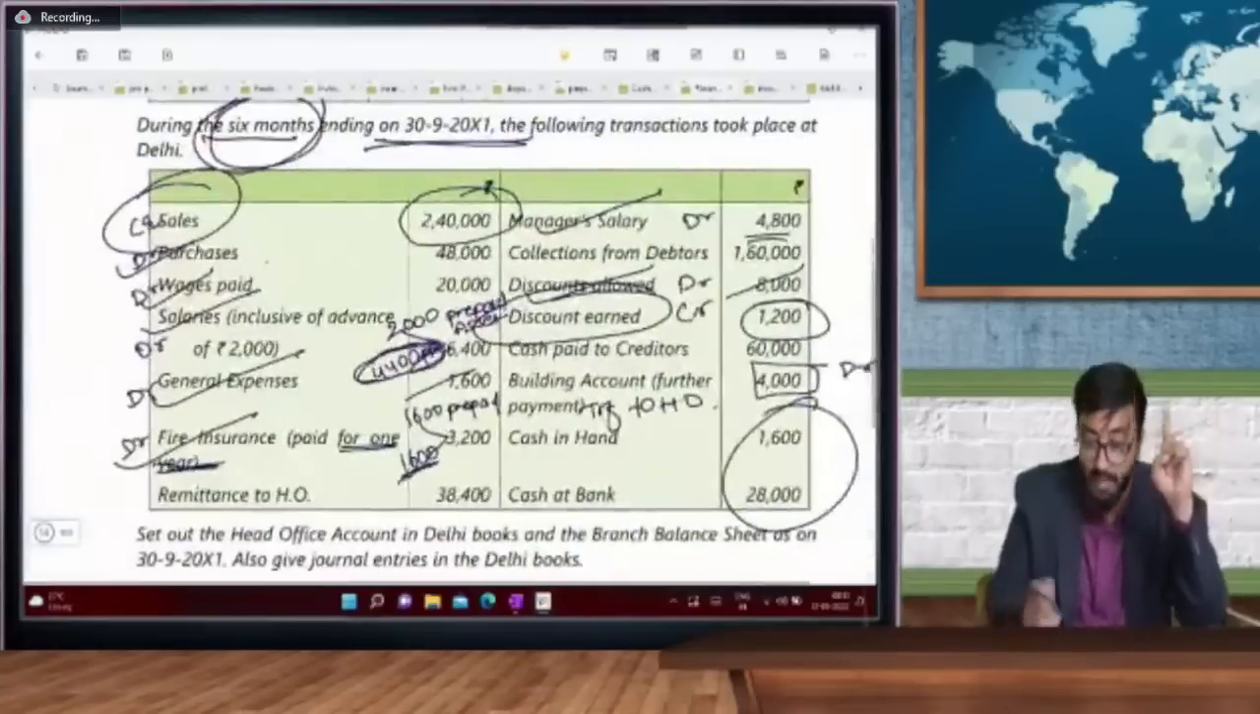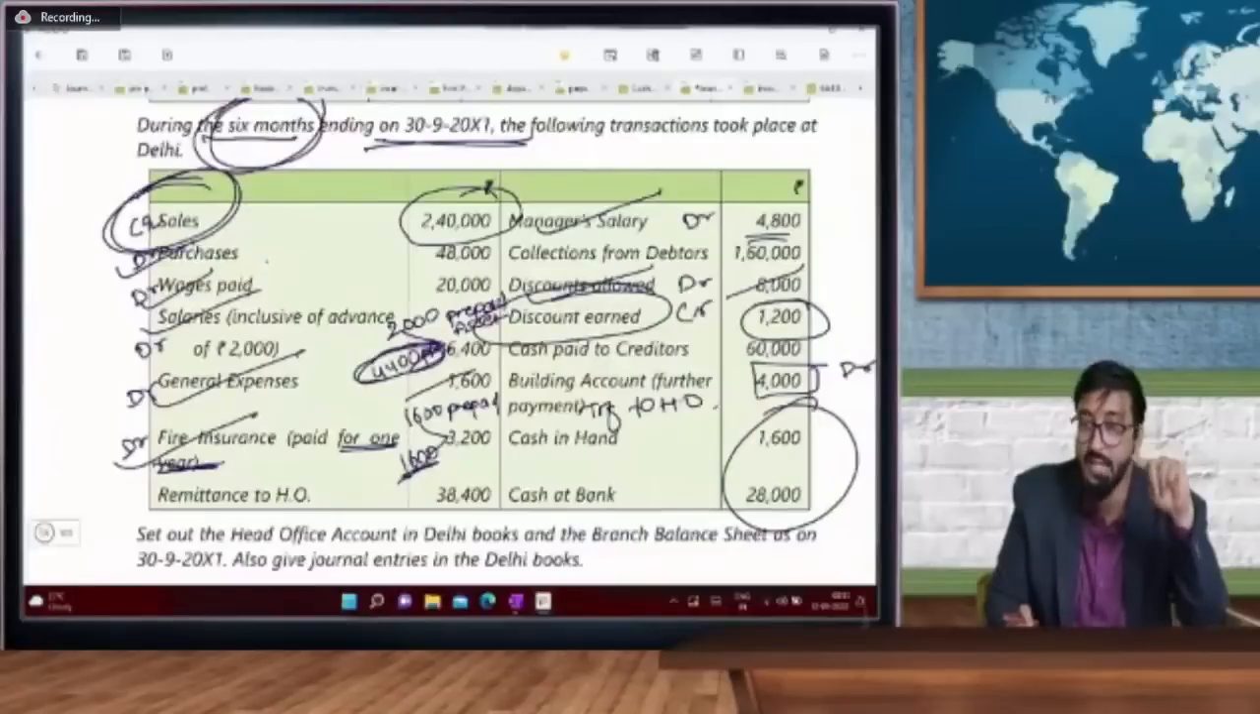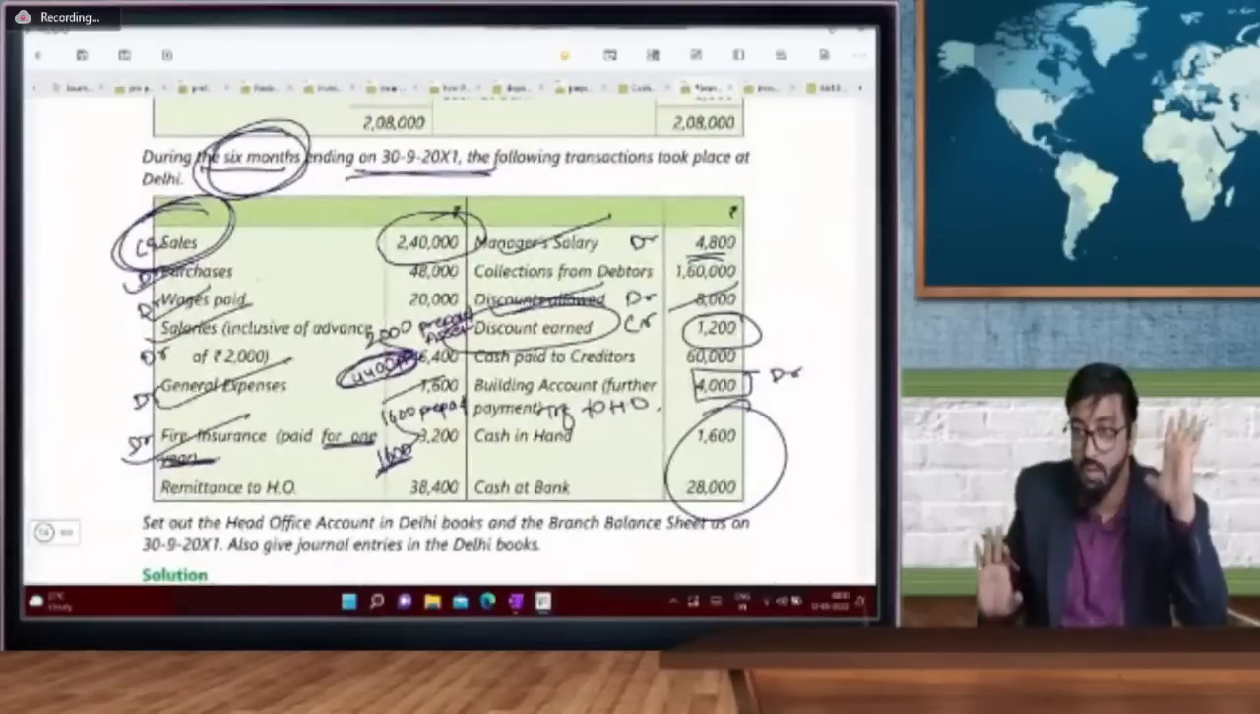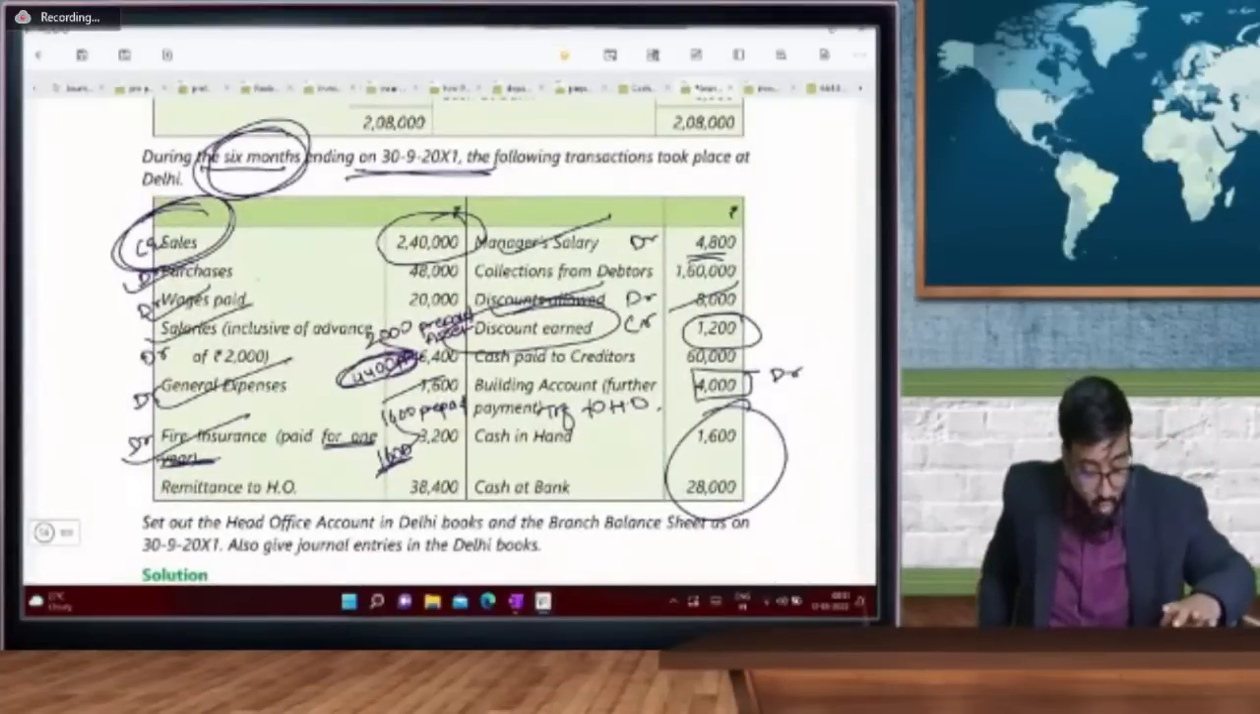See, debtors. Now I will tell you the logic behind it. Debtors account debit to sales. Sales we transferred to HO. Okay, so now it is a part of journal entries. You understood? Yes. Tell me in the comment section. Are you getting the journal entries?